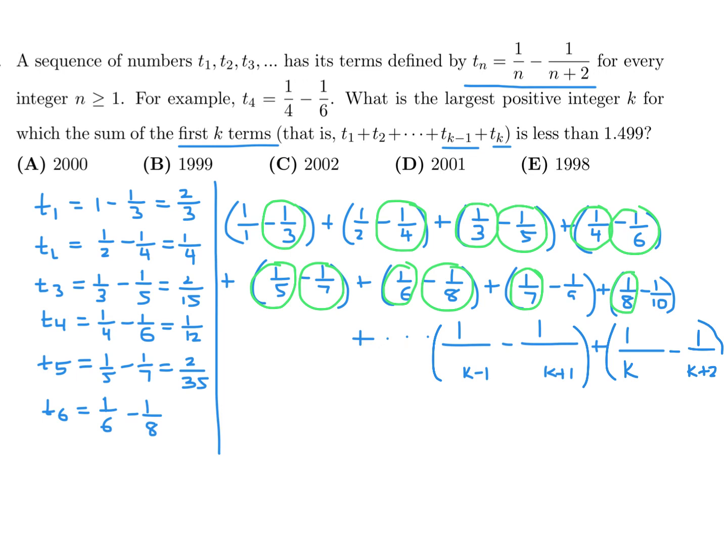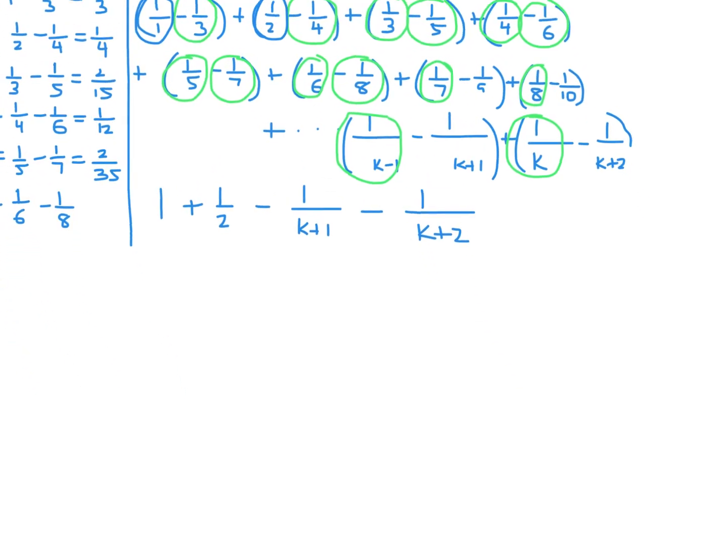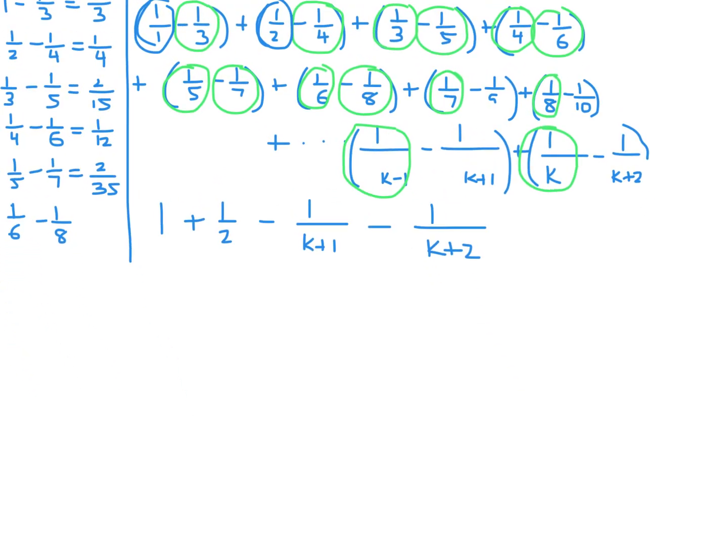So eventually, when this is all canceled out, the only terms that will be remaining are the 1 at the very beginning, then the half that's in this guy, then everything will cancel. Well, let me circle what's going to be canceled first. This is going to cancel, this is going to cancel. So the only thing left at the end is this minus 1 over k plus 1, and that final minus 1 over k plus 2. Okay, so that's sort of the great simplification of this question.